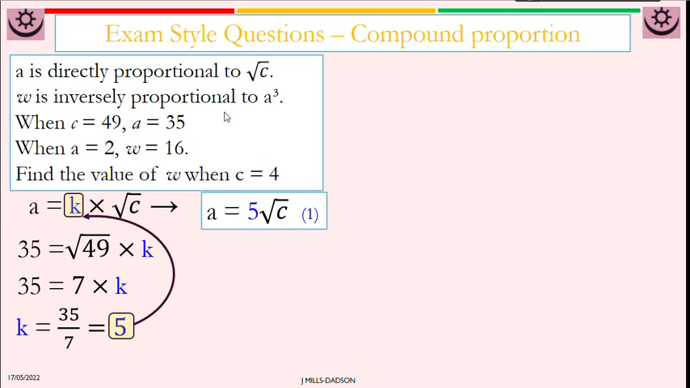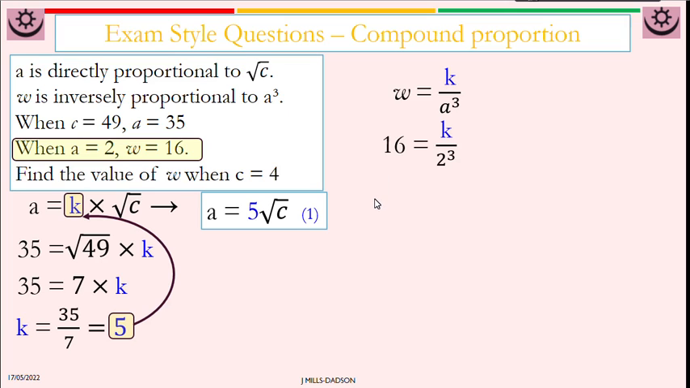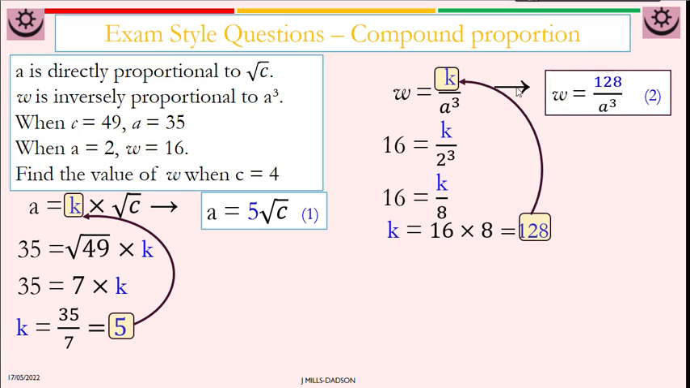Now let's look at W separately. It says inversely proportional to A cubed. So W is equal to K over A cubed. We're going to use these initial values to work out the proportionality coefficient K. So we substitute A is 2, W is 16. 2 cubed is 8. 16 equals K over 8. Multiply both sides by 8. K is 128. So our formula in an explicit form is W equals 128 over A cubed.